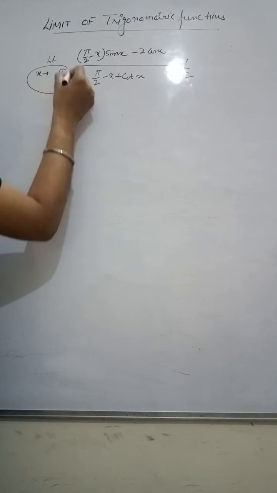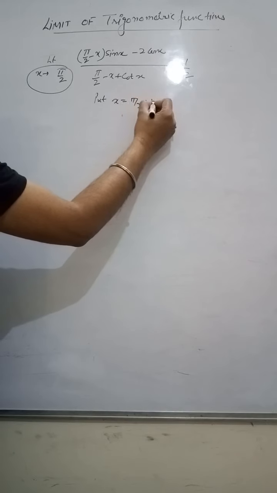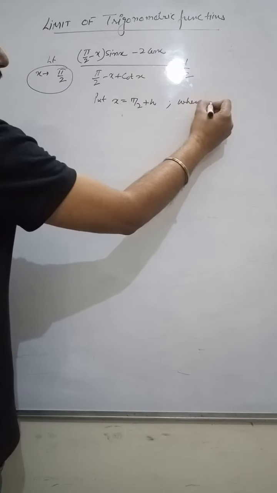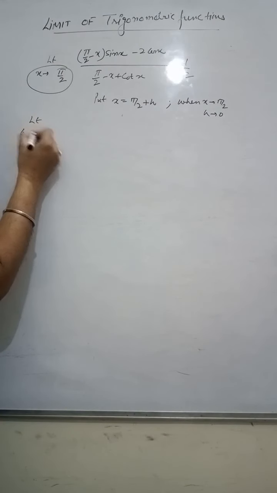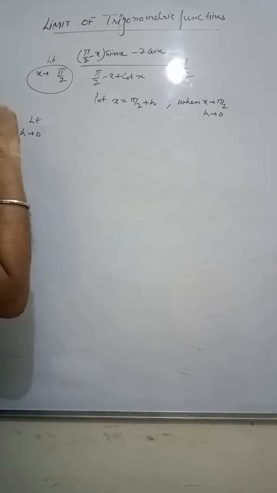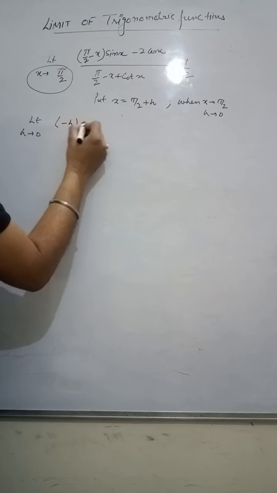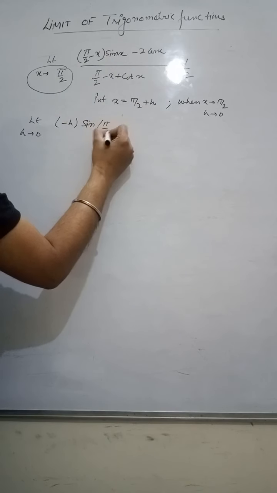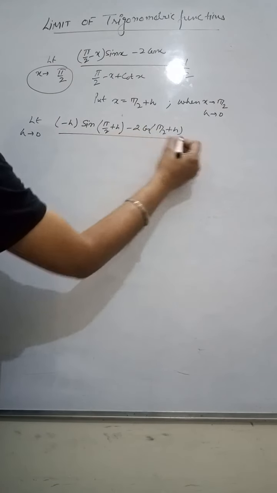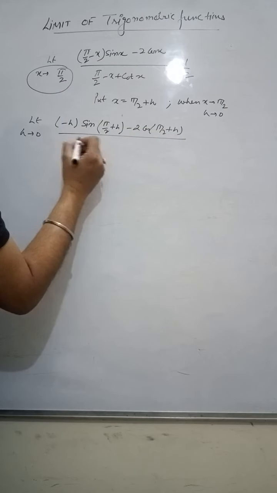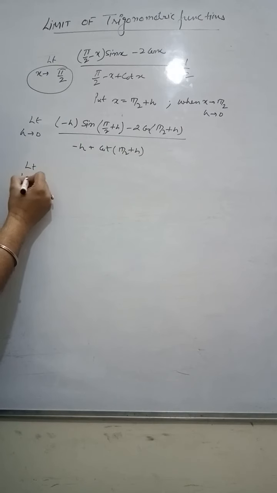Again the same thing, let me take x equal to pi by 2 plus h, so that when x approaches pi by 2, my h approaches 0. So to change this x into h, pi by 2 minus x will be minus h, sine of x means sin of pi by 2 plus h, cos of this is again cos of pi by 2 plus h, and here pi by 2 minus x is minus h plus cot of pi by 2 plus h. Now let us see what it becomes.